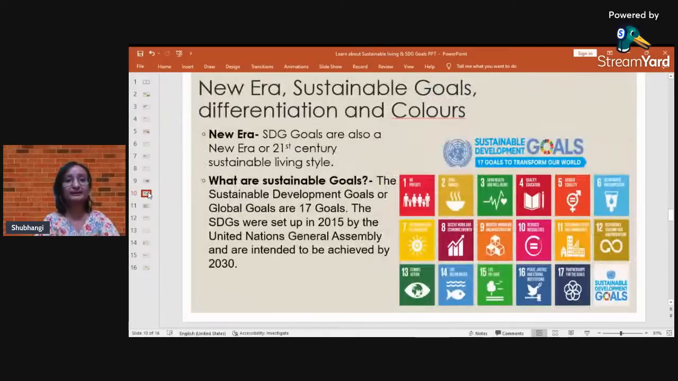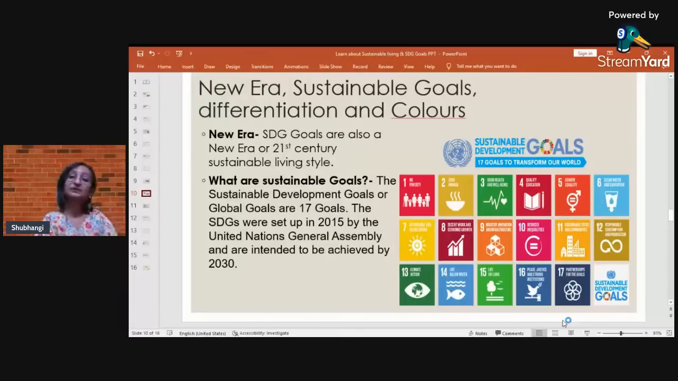So we will also continue with that. What are sustainable goals? How did it actually start? As I have written here, it's also a 21st century sustainable living style. This is the 21st century, as I said, modern world kind of living. Then how has this sustainable living come? Everything started in 2015, and the United Nations General Assembly decided that we should start thinking about our earth, because slowly things are really becoming endangered.